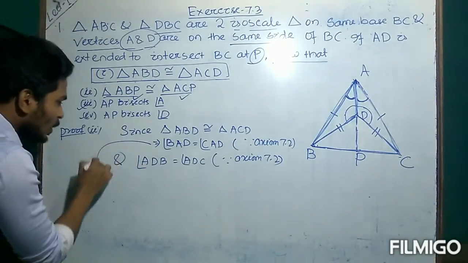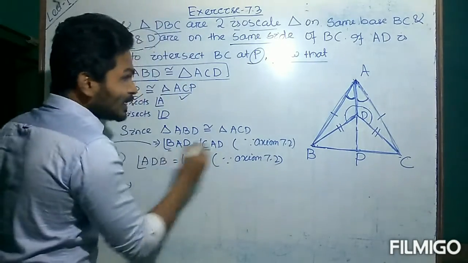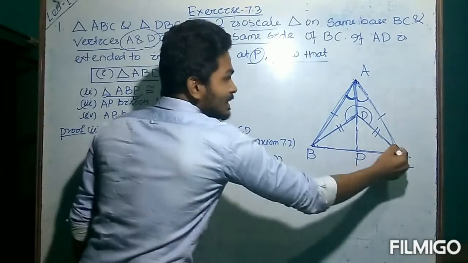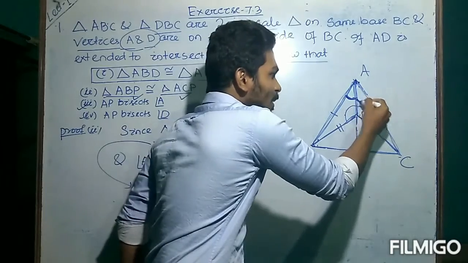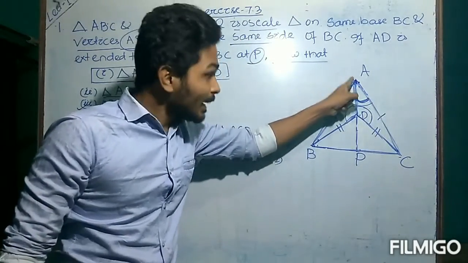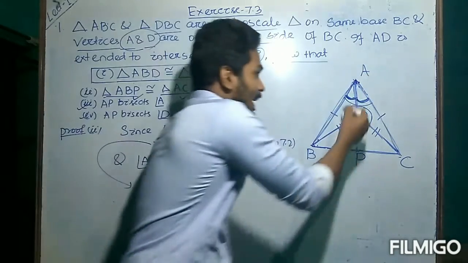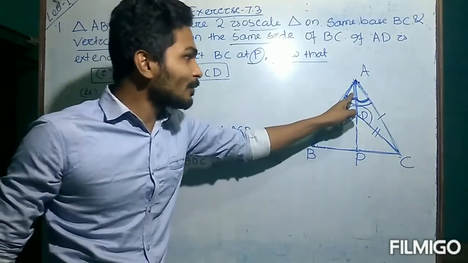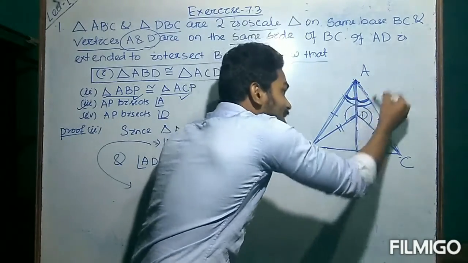Okay, so what can we conclude here? Since what we have found is that angle BAD is equal to angle CAD, it means this half is equal to this half. It means the total angle is bisected by this line AP. Yes or no? Again, the total angle is divided into two equal halves. As we have found, this half is equal to this half. So it means AP bisects angle A.